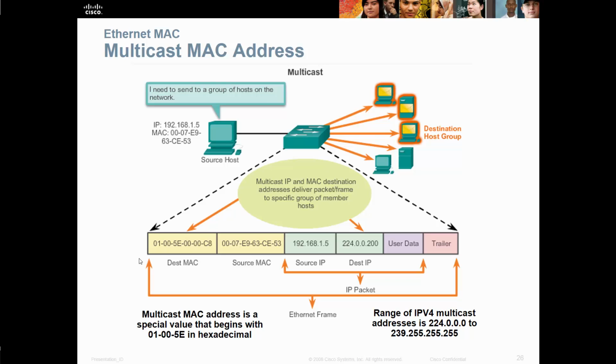Next is a multicast address. First of all, our multicast addresses begin with a specialized value, 01005E in hexadecimal. That basically tells it that it's a multicast and it's going to be sent to a select group. Not to everyone, not one-to-one, but one to many, or one to a selective group. And then the destination, you'll notice, is a multicast address.